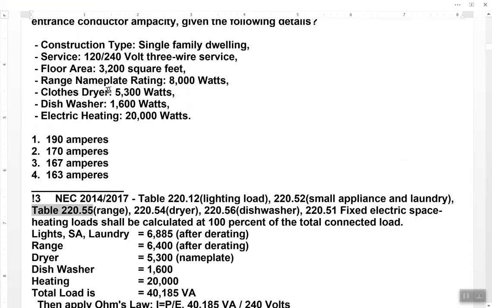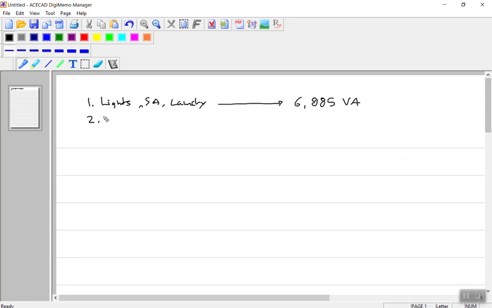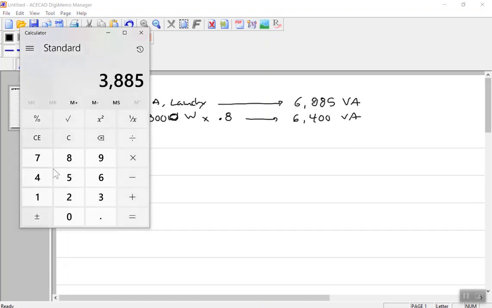Okay, so let's work with that. Let's go back to our question. The range for 8,000 watts. In our notepad, wouldn't we go ahead and put for the range of 8,000 watts, multiply by 0.8? That's what we got from the table, and that's pretty simple math. That's 6,400 volt amperes. Make sure you get that in your notes. Let's go and double check. Slow me down. 8,000 times 0.8, 6,400, sure enough.